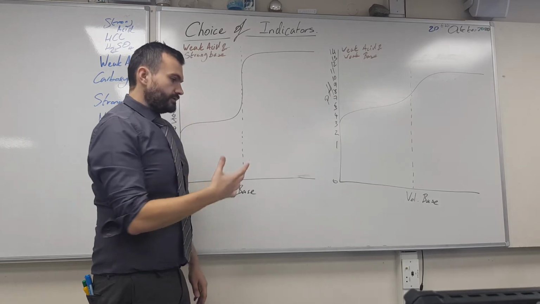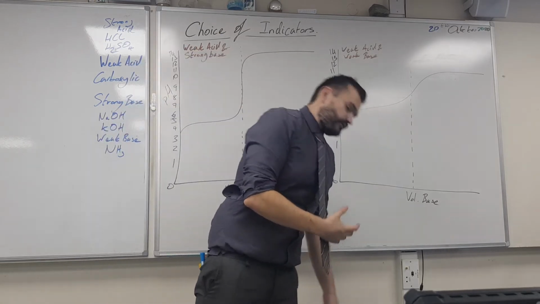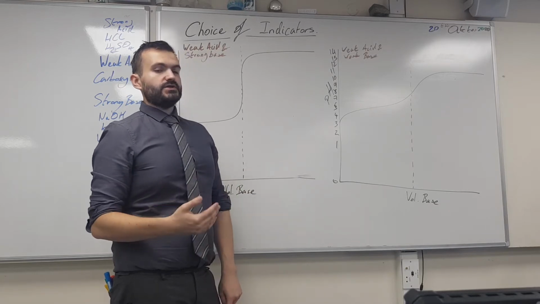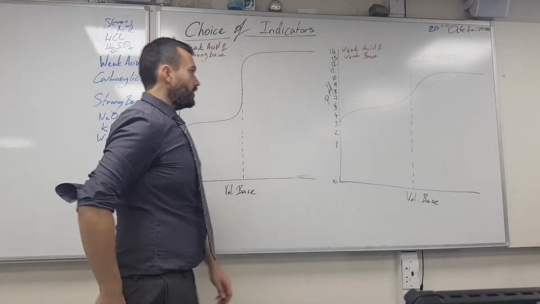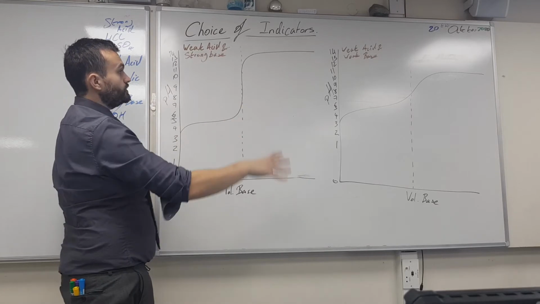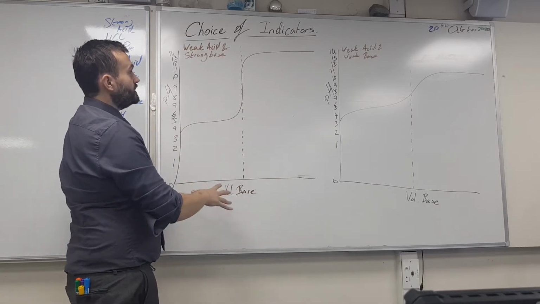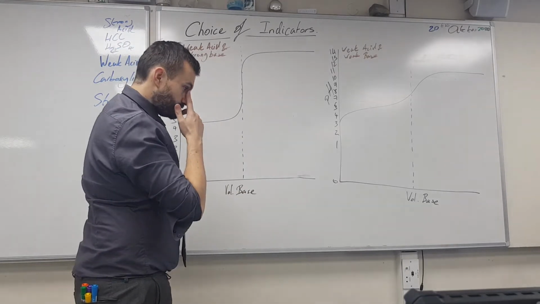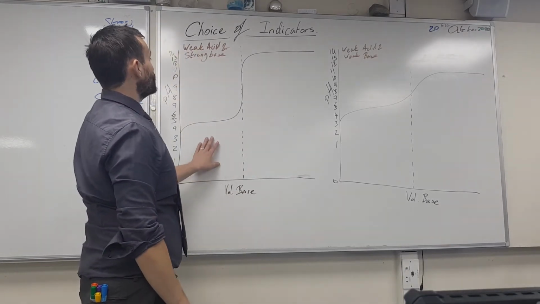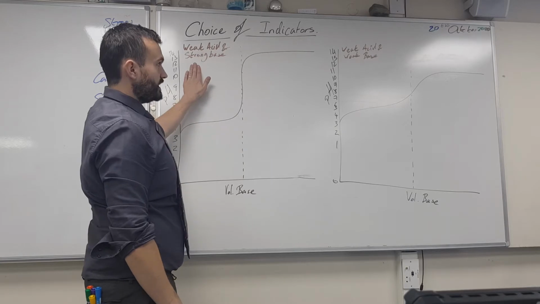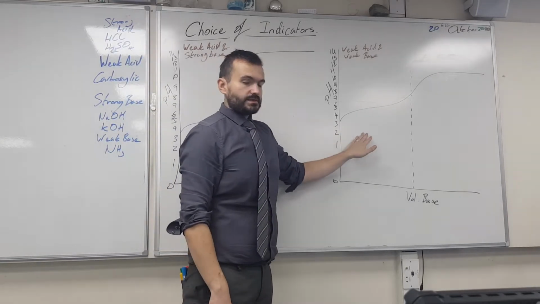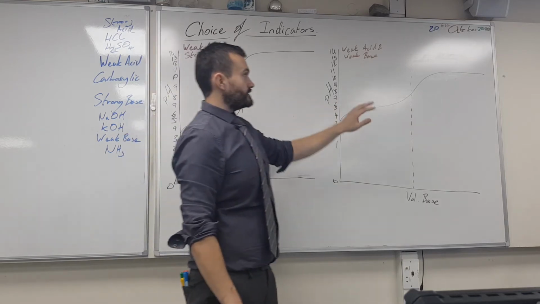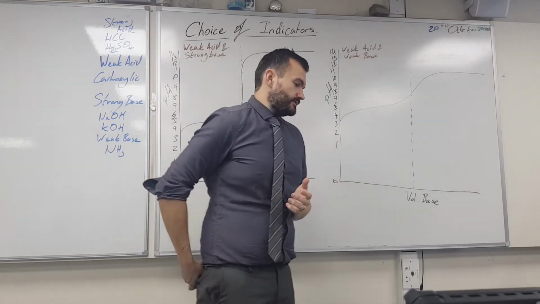So in your books on page 328, we have a list of indicators and at what pH they change colour. On my graphs, I've drawn 2. You can draw 1 with me, or you can do 2 with me, and then afterwards we'll do all 4. So I've got the graph for a weak acid and strong base, and a weak acid and weak base. And I'll just put my equivalence points on, makes it a little bit easier for me.